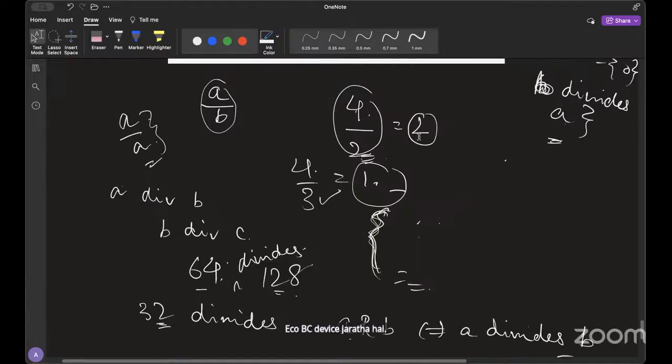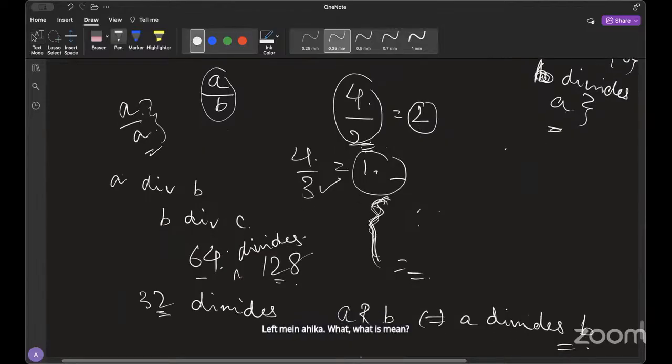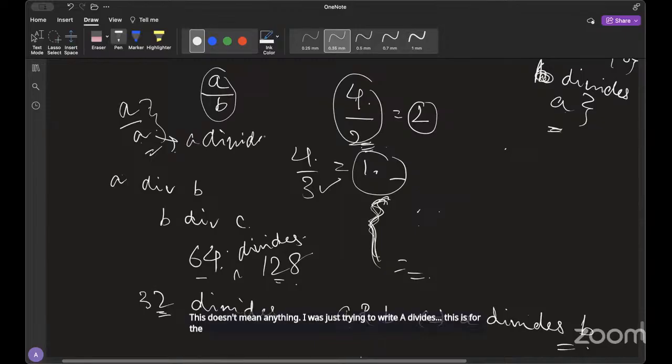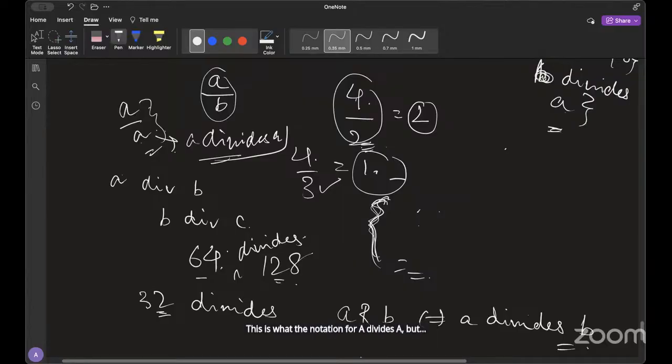What are you talking about? Ma'am, I'm saying that you wrote A, and just to the left of A B you wrote A upon A. What does this mean? This doesn't mean anything. I was just trying to write A divides A. This is for the reflexive part. This is not the usual notation for A divides A, but this is what I was trying to say.